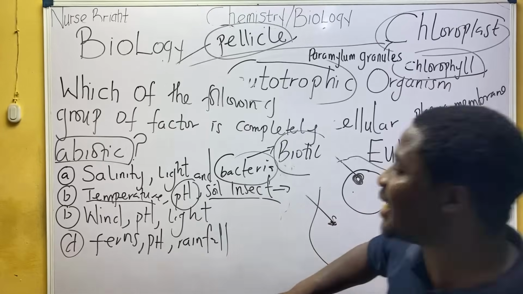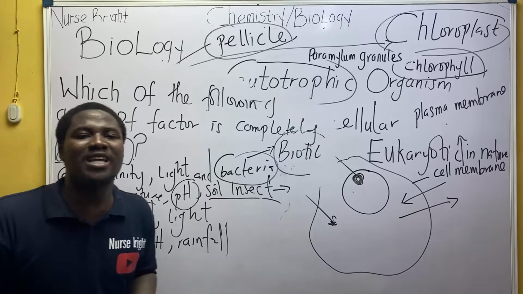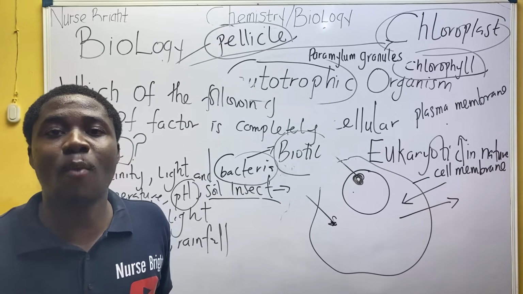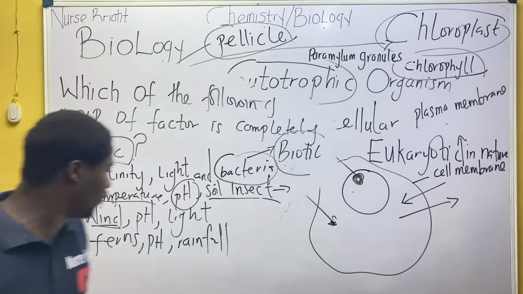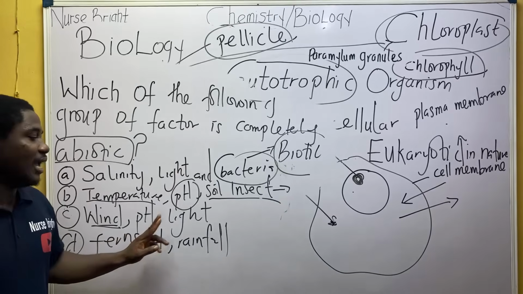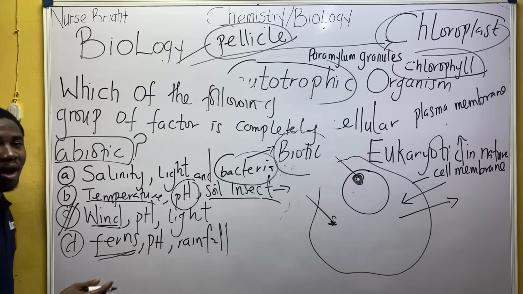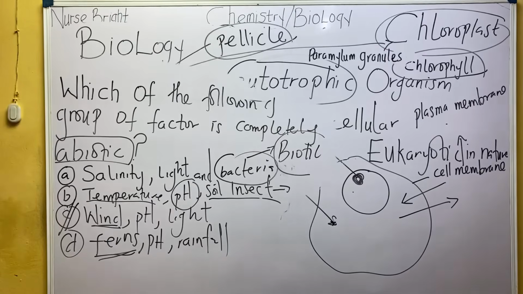All right. Option C now. Option C says wind. What do we use to measure wind speed? It is called an anemometer. But what is used to measure wind direction? Wind vane. Not all of those things are organisms. This is pH level, and this is light. So this one is completely abiotic. Option C. Fern, no. Fern is not, fern is a pteridophyte, it's an organism. So D is not the answer because there's a biotic component in it, and the one that is completely abiotic is option C.